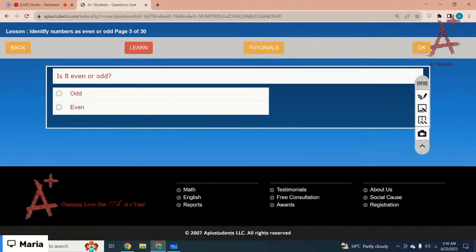Is 8 even or odd? 0, 2, 4, 6, and 8 are even numbers. That means 8 is an even number. The correct option is even.